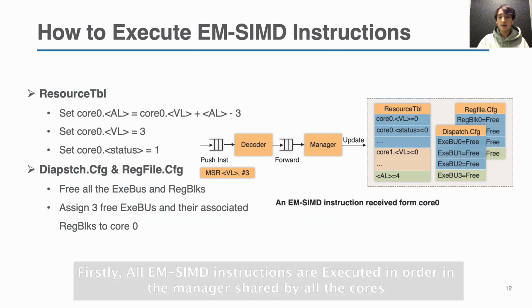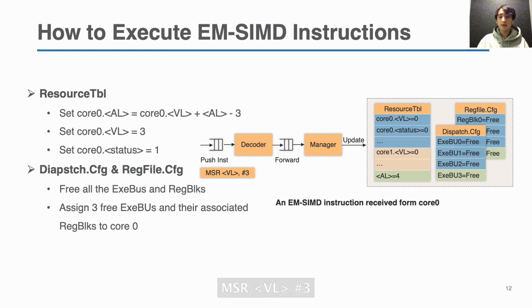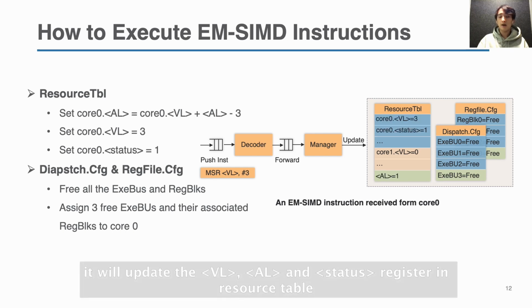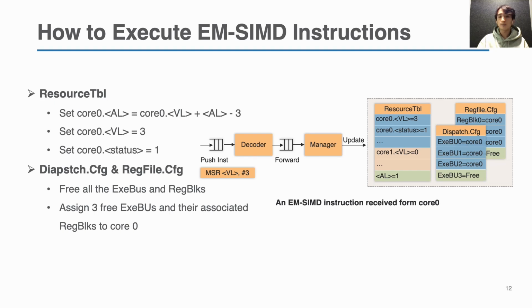Firstly, all EM assembly instructions are executed in order in the manager shared by all the calls. When the manager receives the write VL instruction MSR VL3, it will update the VL, AL, and status register in the result table, free all the execution basic units and reg blocks, and assign 3 execution basic units and their associated reg blocks to call 0.